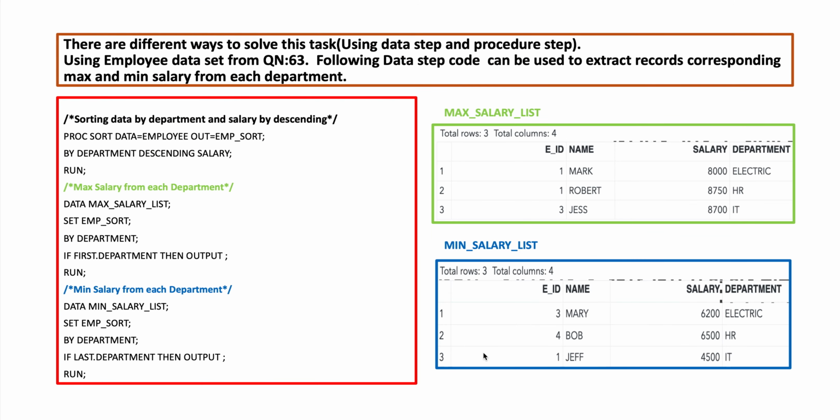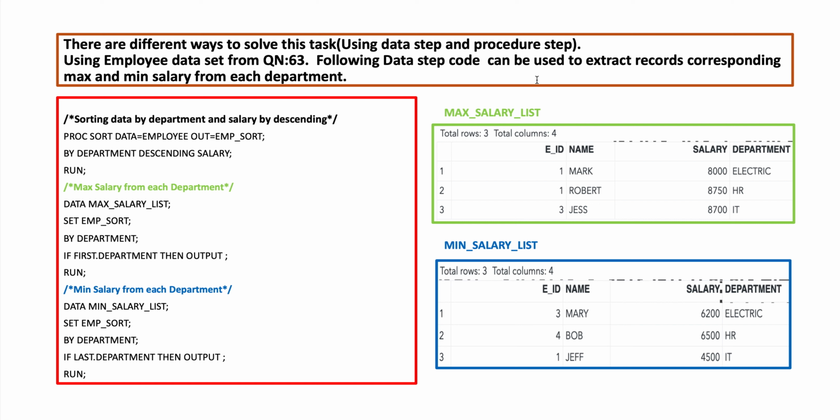There are different ways to solve this task. Mainly we use a two-step process, that is the data step and procedure step. In this example, I am going to use the data step method, where I'm using the employee dataset which is used in question number 63. The following data step code can be used to extract the records corresponding to max and min salary from each department.